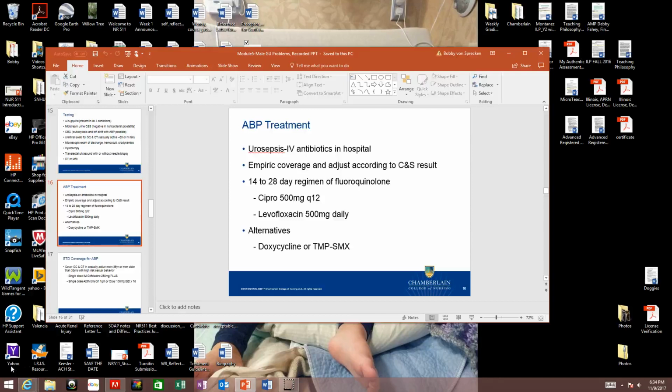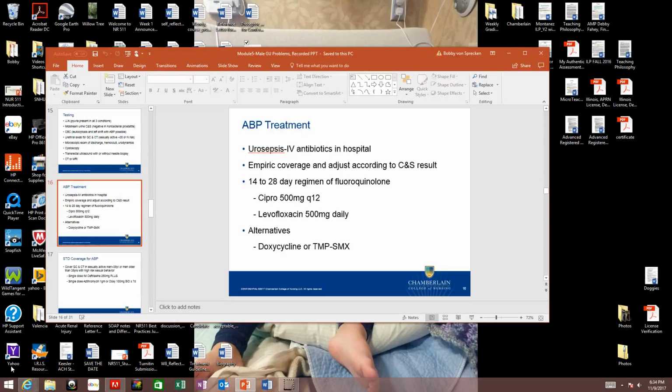Patients who are extremely ill or with signs of urosepsis should be treated with IV antibiotics in the hospital setting. However, most men can be treated in the outpatient setting. Initial empiric antibiotic therapy should be based on the suspected mode of infection and the presumed infecting organism. Antibiotics should be adjusted based on culture and sensitivity results when available.